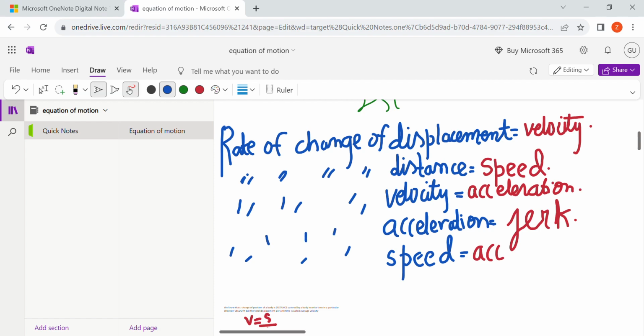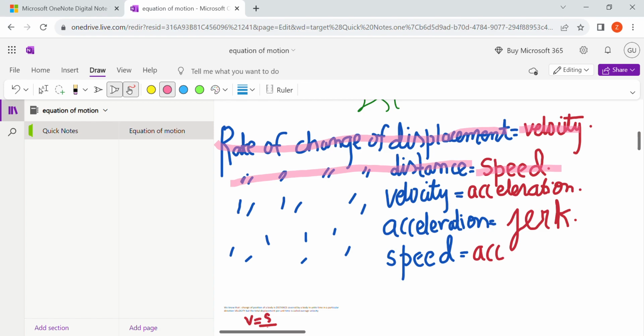So first of all, the statement says that the rate of change of displacement is called velocity. When there is a change in displacement, that will be known as velocity. The rate of change of distance is known as speed. Displacement means the shortest path covered by a body; when it changes, increases or decreases, that will be known as velocity.